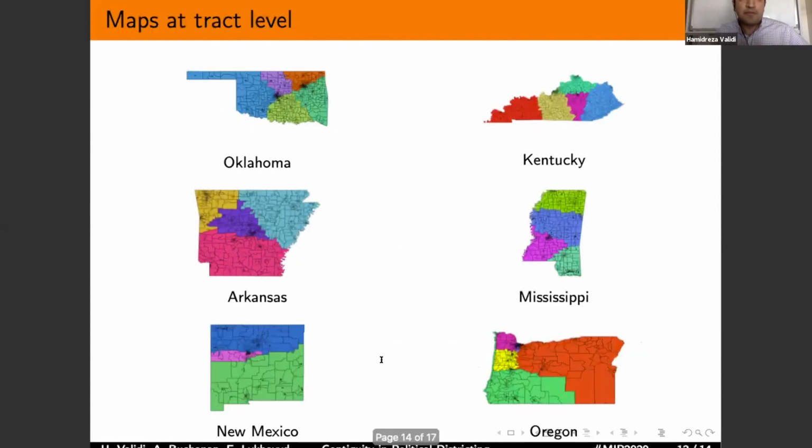And you can see some maps from our model. They are all connected. We try to keep them compact, but who knows what compactness is? It's like an eyeball test, but we consider moment of inertia, and connectivity is respected. Population balance in a 1% range is also respected for these maps. They look cool, but we don't make any claim that these maps are good or anything like that.